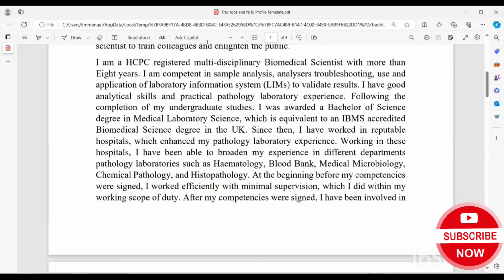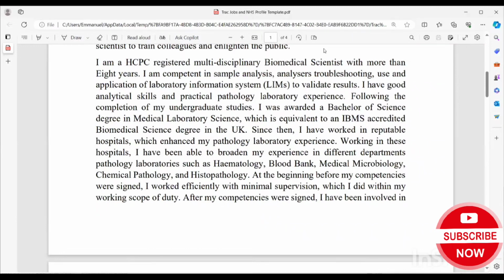Now, this one is where I want to talk about the regulatory body. So you now talk about how you are registered with HCPC, whether you are a multidisciplinary biomedical scientist. Now, this is where I'm going to make a certain change. If you apply for hematology, don't remove this multidiscipline. Do you understand me? Put hematology or microbiology. That's why you might need to change it or have different types of what you are doing.